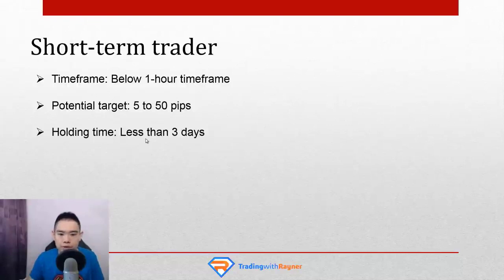And one thing to share is that whatever I'm sharing with you is just a general guideline. It's not really cast in stone, because among short-term traders, there are some really short-term traders like scalpers who can be in a trade for just a few minutes. And then you have some short-term traders which are slightly longer, like day traders, who could hold their trade for a day or two. So what I'm sharing here is just a general guideline to take into consideration.